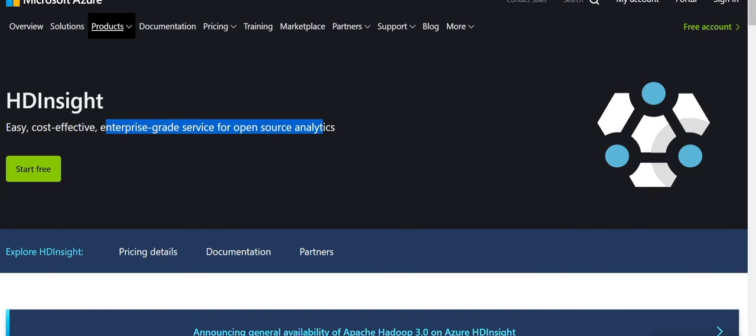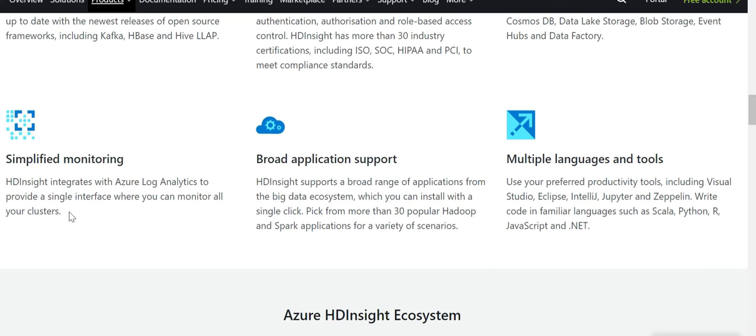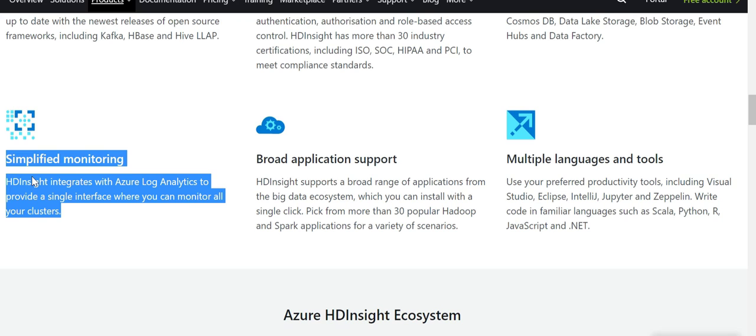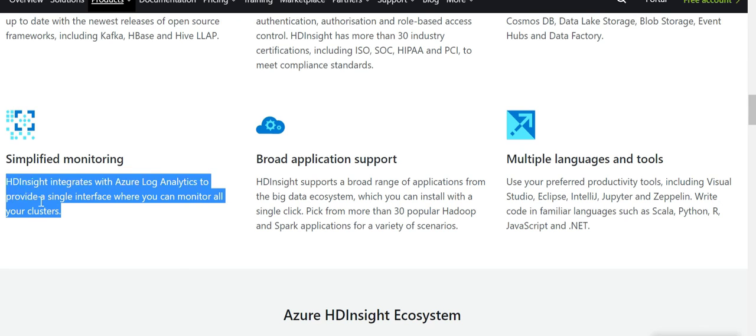Now let's see what the difference is. In the question, they're asking to create a solution to monitor the network. For monitoring, HDInsight is capable of monitoring. They have services for monitoring, but Databricks does not have that. HDInsight integrates with Azure Log Analytics to provide a single interface where you can monitor all your clusters. This is possible.